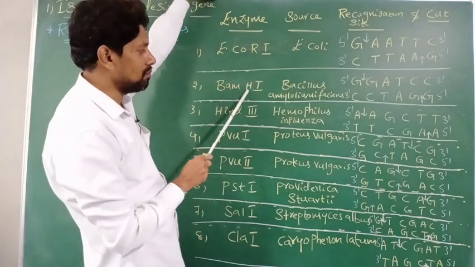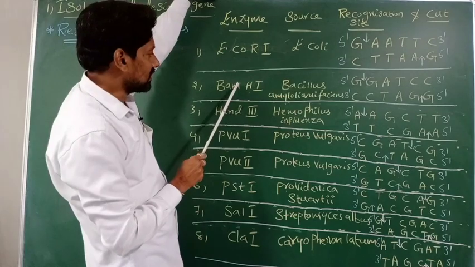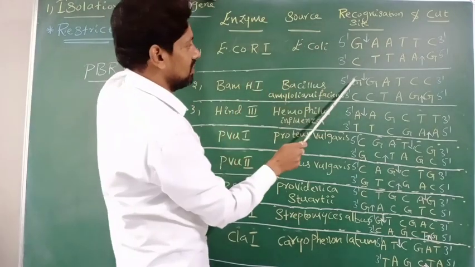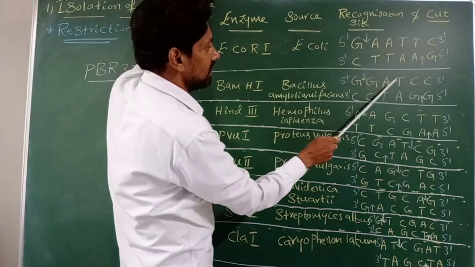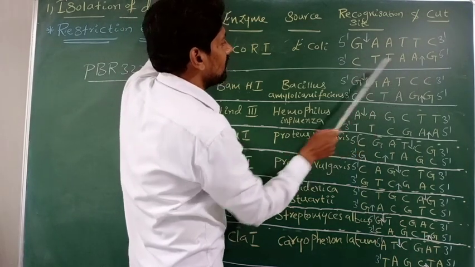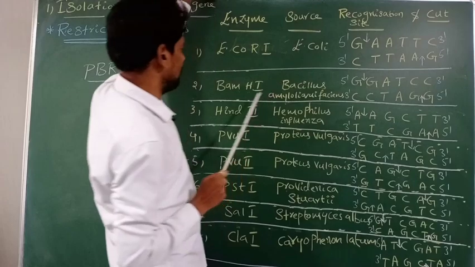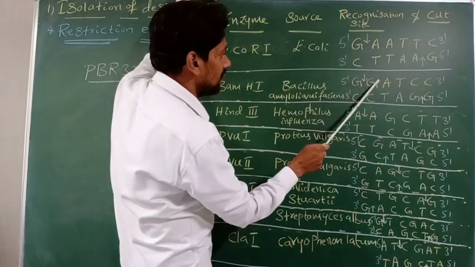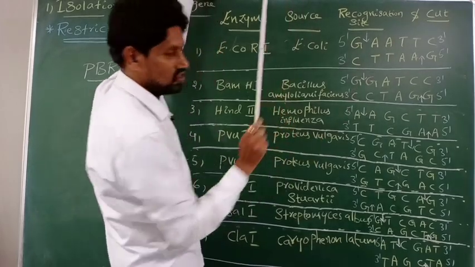BamH1. For this restriction endonuclease, what is the recognition site, sir? GGATCC, reading from 5' to 3'. BamH1 cuts between what and what? G and G. Cuts between G and G.